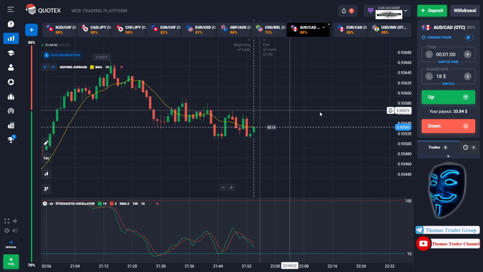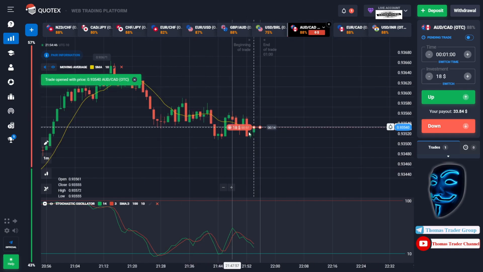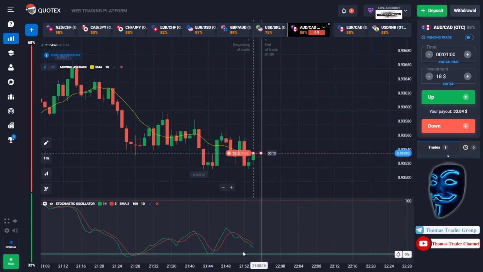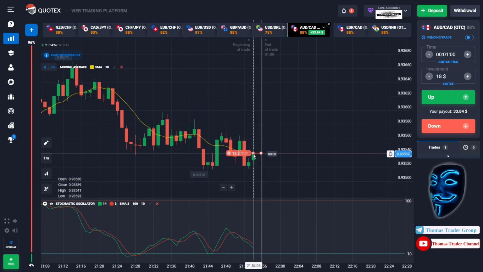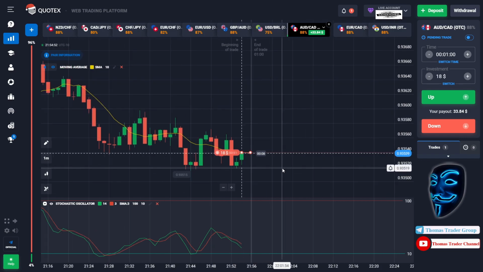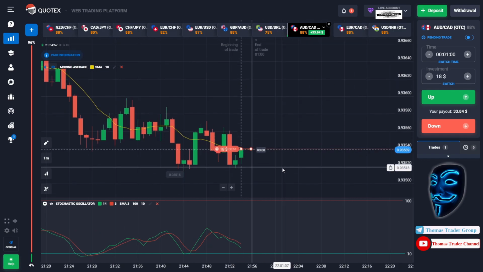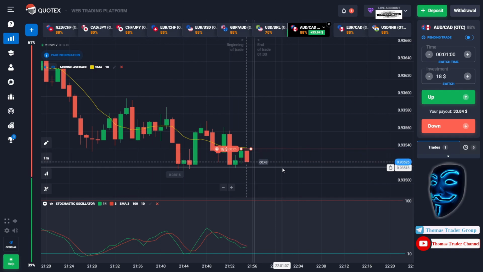Over here we can open sell for 1 minute. As you can see, the market is going bearish and the stochastic oscillator is also facing bearish trend, and the market has already touched the moving average line. I'm sure that it will make a rebound and it will continue the bearish trend. Let's prove it and let's wait till the end of our trade. And I think we have a little bad connection over here.